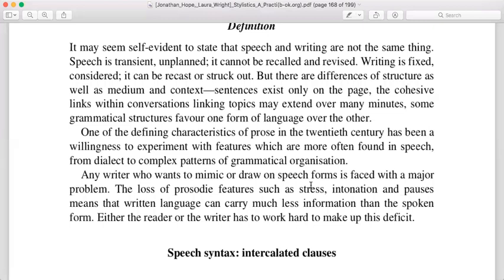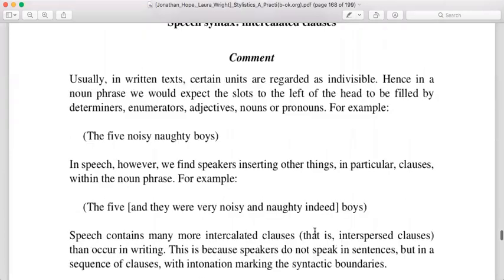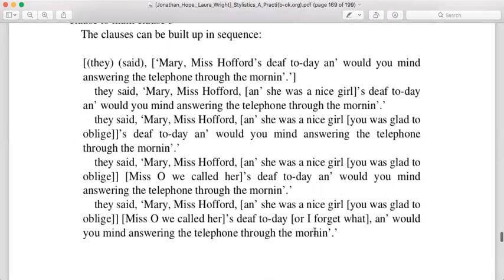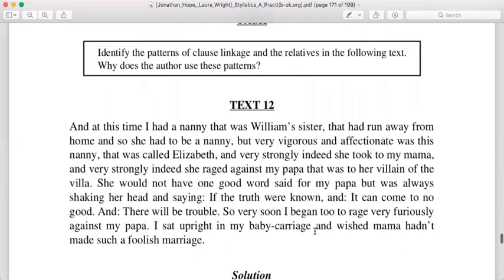So speech has stress, speech has intonation, speech has pauses that written language does not have. But if something spoken is tried to be produced in writing, then we would see how it is done. Either the reader or the writer has to work hard to make up this deficit. Okay. We will work with the intercalated clauses in a while in text 11, but we would be doing the last text first. Okay.